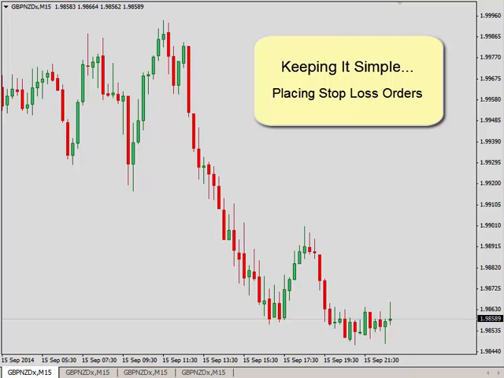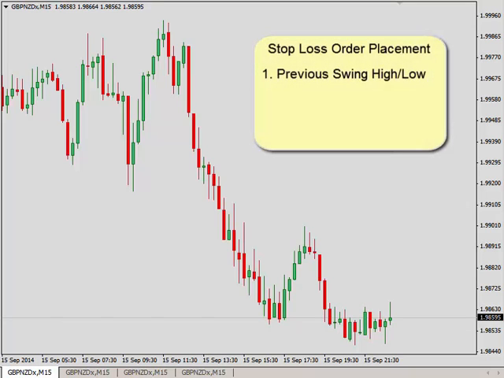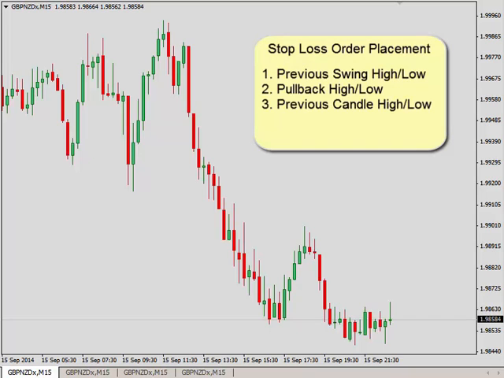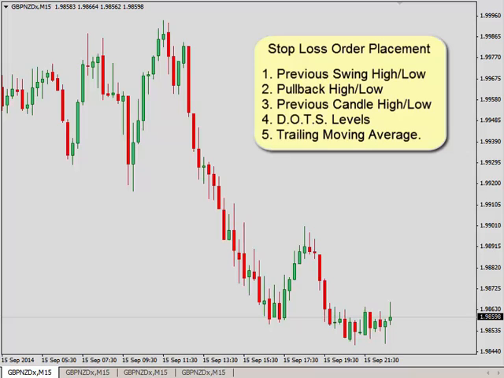I received an email not too long ago that said, well, keeping it simple sounds good and all in trying to make pips, but how do you keep your trading simple when it comes to money management? Well, I think there are 5 areas where you can place a stop loss order. You can look at the previous swing high and low, look at pullback highs and lows, look at previous candle highs and lows. I also look at the dots levels and a trailing moving average. These 5 areas are where you can place stop loss orders as you trade. So in today's video, I want to walk you through these 5 types of stop loss orders that you can place and properly manage a trade.